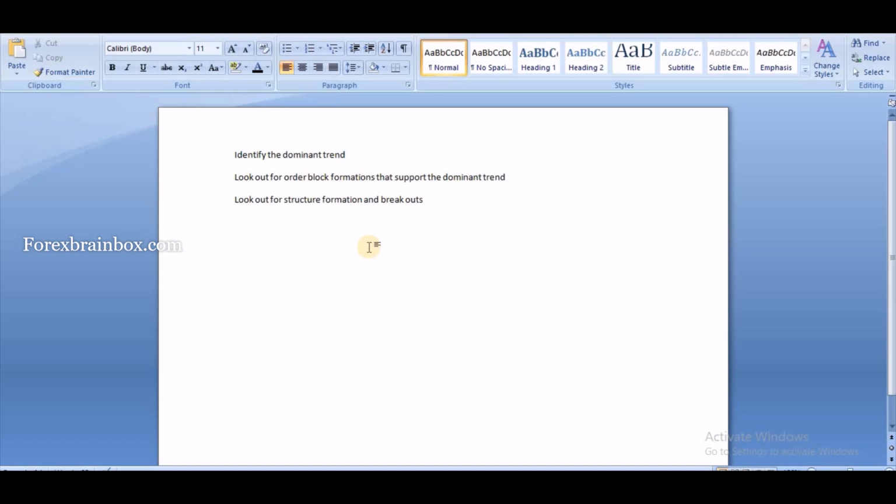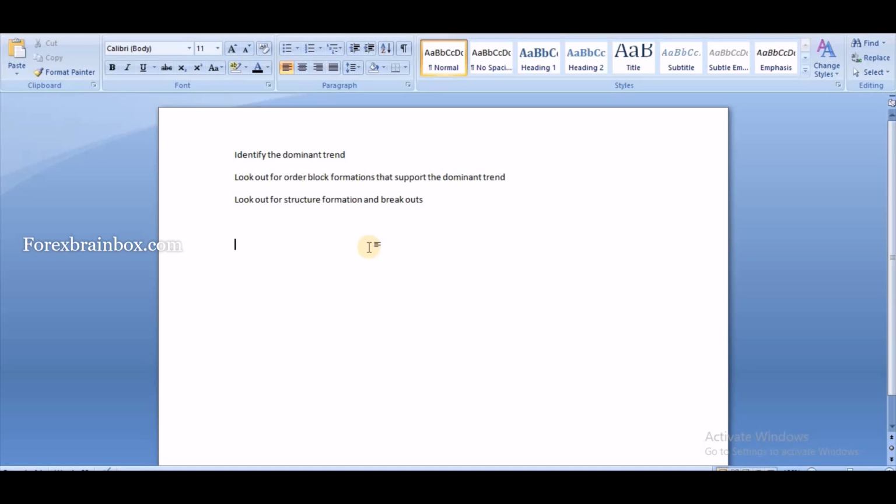Order block formation you are looking out for is much more important if your order block formation supports the dominant trend. So what am I saying? If the dominant trend is on the bullish side and there's an order block formation on the bullish side, those are the trades you should be taking. Okay, especially when the trend is quite early, you want to take trades on the order block.